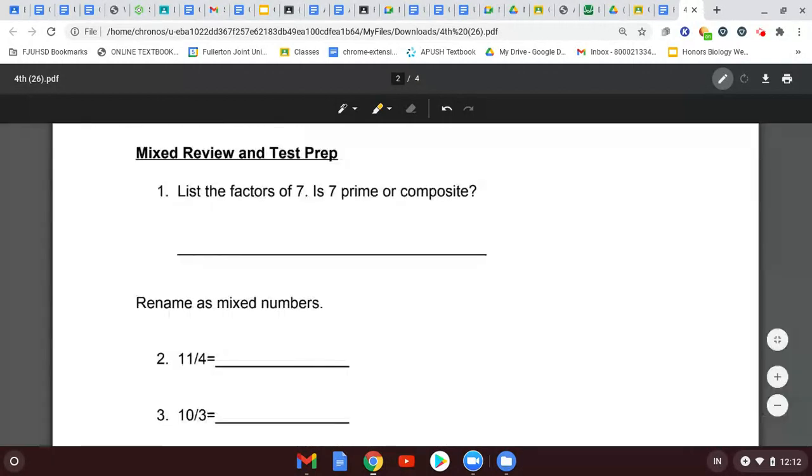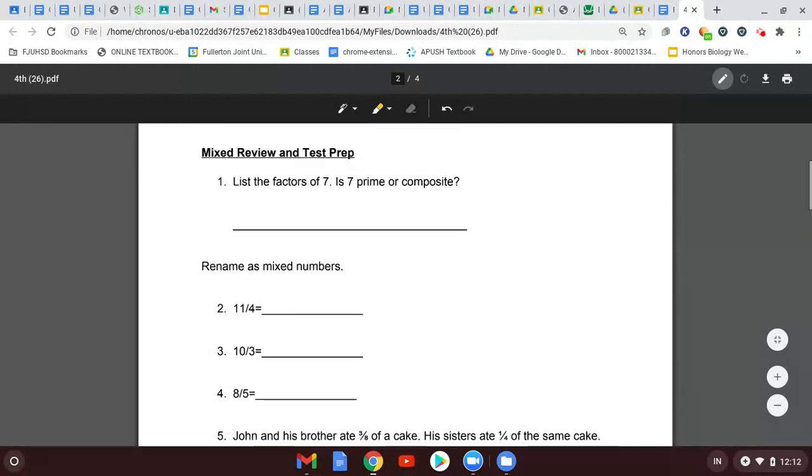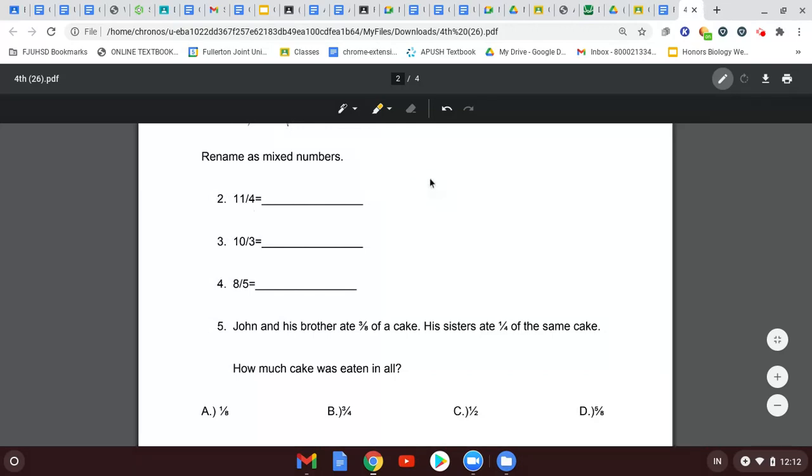So we're going to go over mixed review and test prep. List the factors of 7. 7 is going to be a prime number because it can only be divided by itself, so it can only be divided by 7 and 1. Rename as mixed numbers. So number 11 divided by 4, which is 2, minus 8, and that's 3. So the answer would be 2 and 3/4.